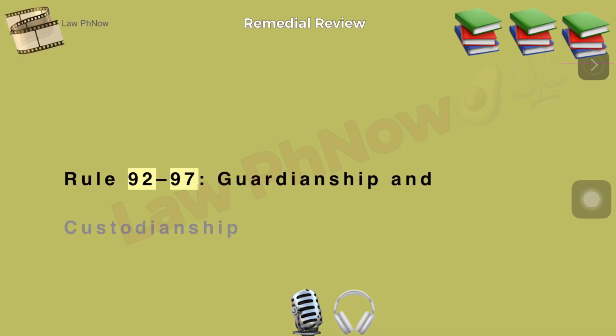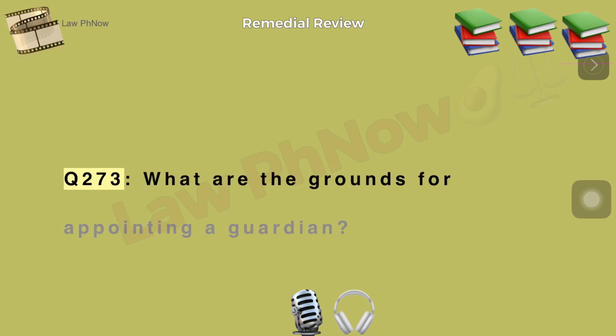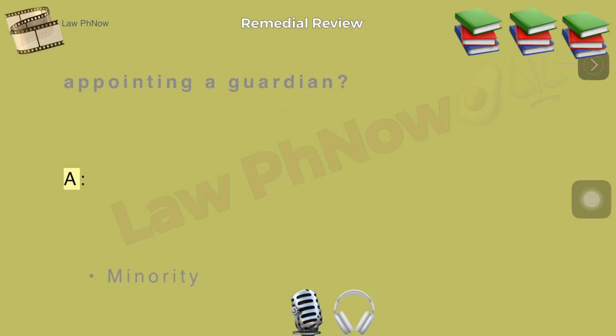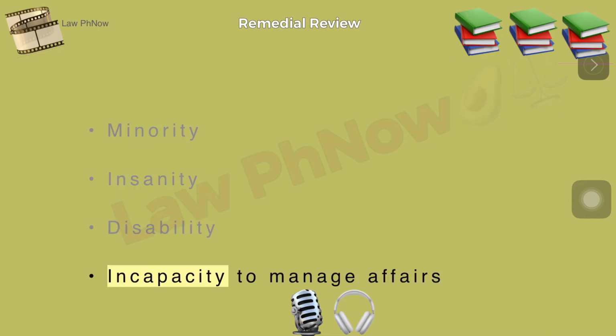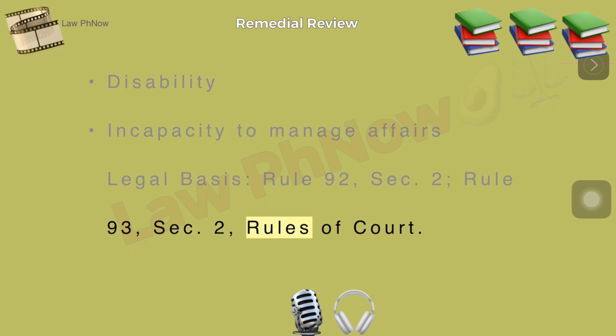Rules 92 to 97, Guardianship and Custodianship. Q273, what are the grounds for appointing a guardian? A. Minority. Insanity. Disability. Incapacity to manage affairs. Legal basis, Rule 92, Section 2, Rule 93, Section 2, Rules of Court.